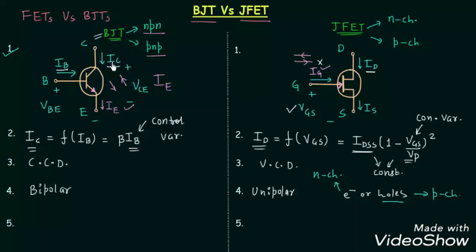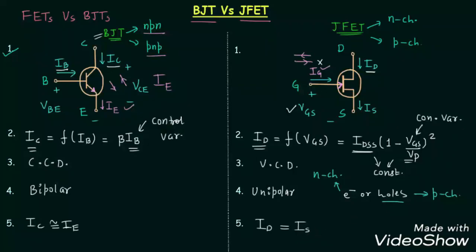The collector current IC is nearly the same as the emitter current IE, and in case of JFET, the drain current ID is the same as the source current IS. The drain current ID is equal to the source current IS.